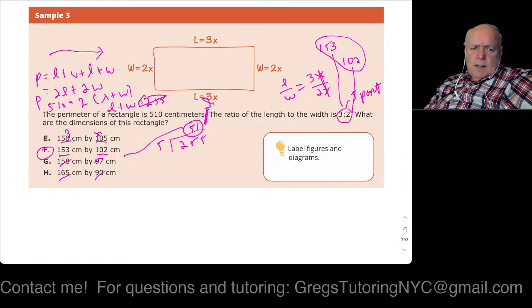All right, so the other way is just to use the perimeter formula. Again, it's the length plus the width plus the length plus the width, so we basically have 3x plus 2x plus 3x plus 2x, which gives us the perimeter is equal to 10 times x. And we were also told that the perimeter was 510.